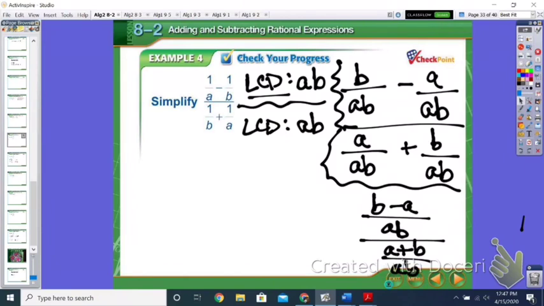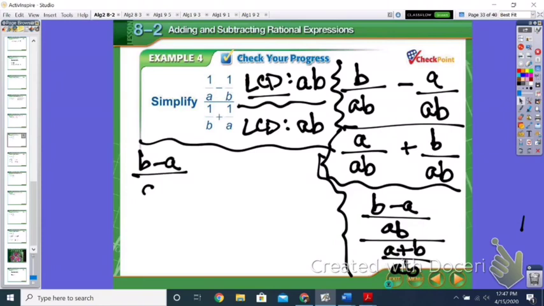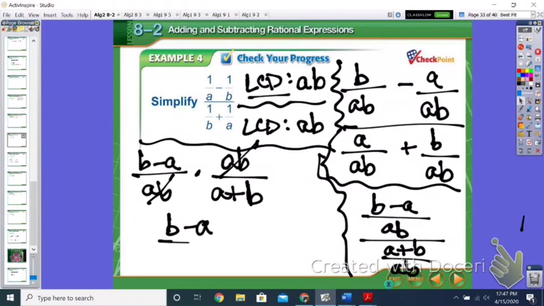And now coming over here, we'll multiply by the reciprocal. So B minus A over AB times AB over A plus B. And in this case, the AB's divide out on that diagonal. So I have B minus A over A plus B.